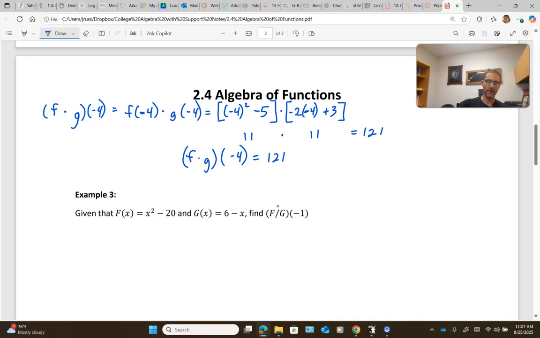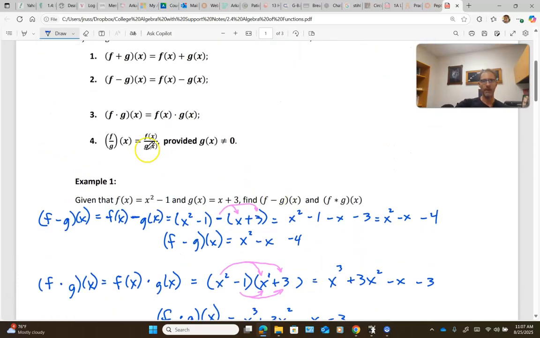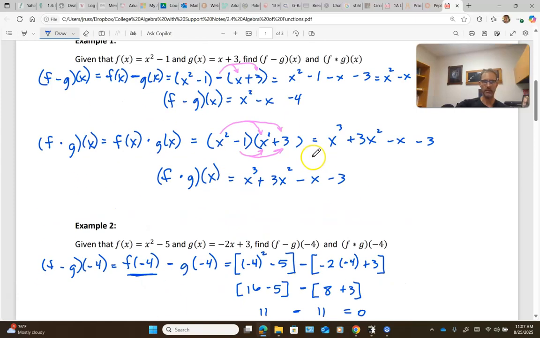So I'm going to rewrite this. This is f divided by g whenever x is -1. Okay, you can come back here and look at your definitions if you want. It just means that we'll have f of -1 over g of -1. That's what this definition is telling us.